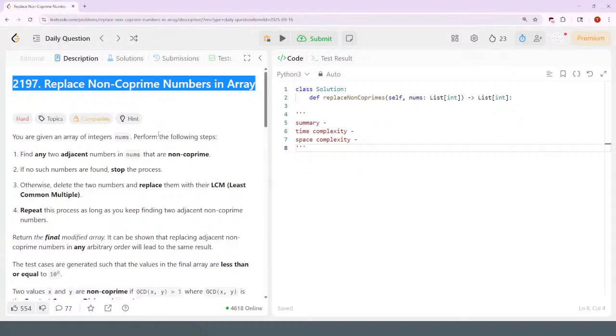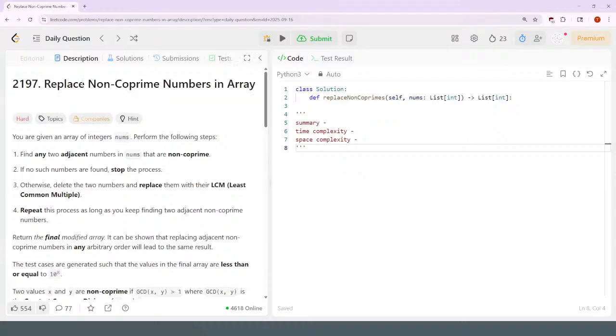Okay. Looks like we have a hard. Replace non-coprime numbers in array. You're given an array of integers. Perform the following steps. Find any two adjacent numbers in nums that are non-coprime.